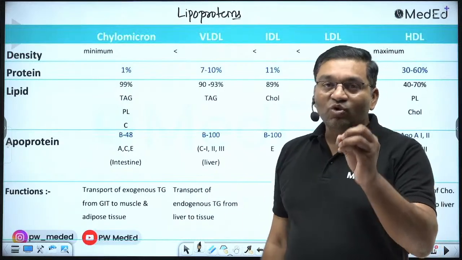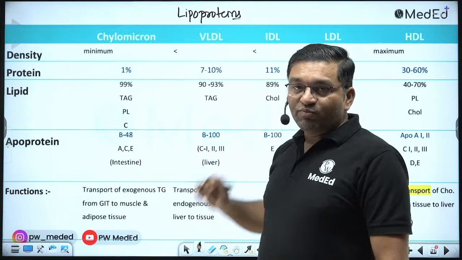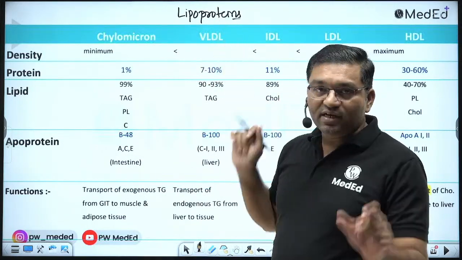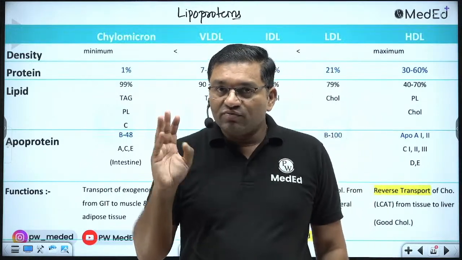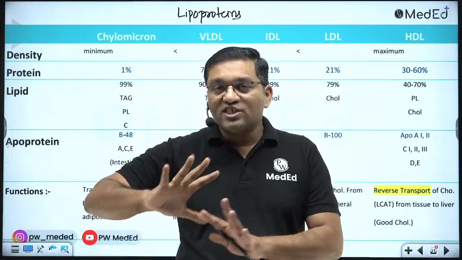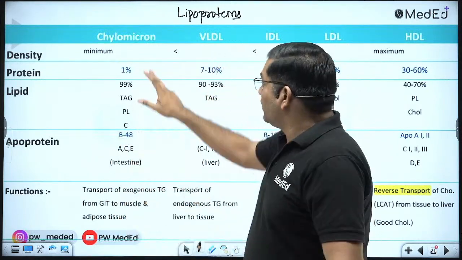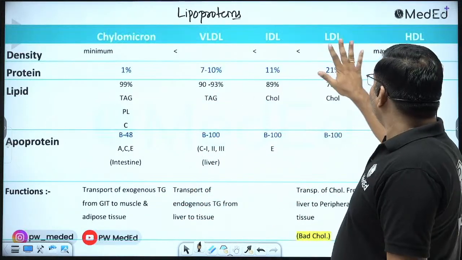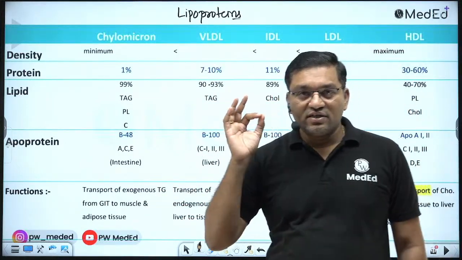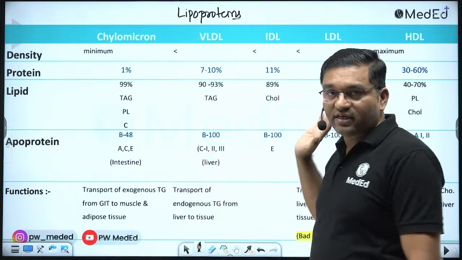Now remember the protein content, and you will automatically remember the lipid content of these lipoproteins. They are composed of lipid and protein, and what is their important role? Carrying the TG. What are they made for? To transport the lipid. So they will carry the TG, they will carry the cholesterol. These two, chylomicron and VLDL, will carry the TG, and IDL, LDL, HDL will carry the cholesterol.